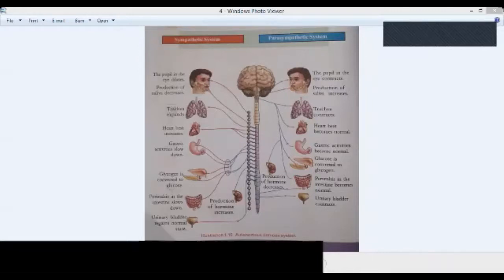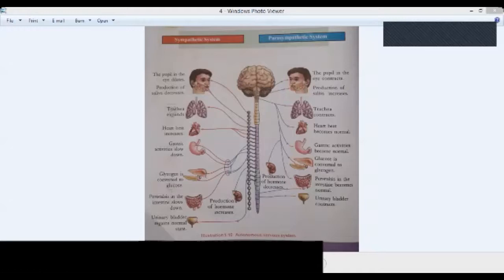So the pupil in the eye dilates. Dilates means expand. Production of saliva decreases, trachea expands, heartbeat increases, gastric activities slow down, then glycogen is converted into glucose, that is happening in the liver. Then in the intestine, peristalsis slows down. Peristalsis means muscular movement, contraction and relaxation of the muscles. Thus, muscular movement helps in the movement of food. That is known as peristalsis.